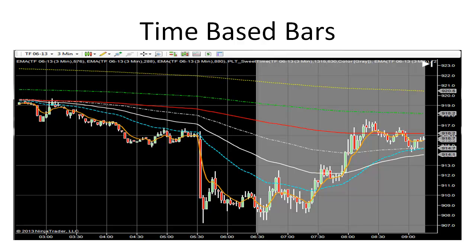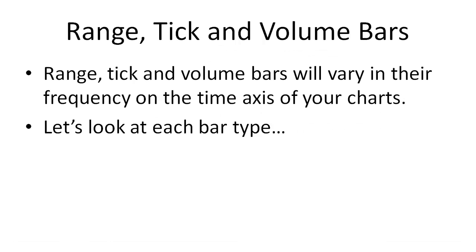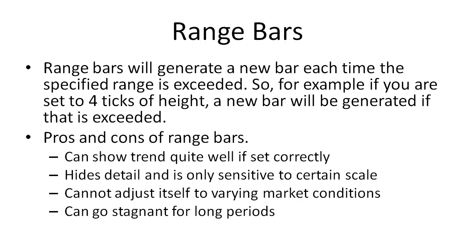Now, if you use time-based bars in your trading and you're triggering off of the bars, very often you'll miss trades because the range expansions will leave you out of the game. Now, we saw that time-based bars only close at the directional extreme about 12 or 13% of the time. For this reason, many traders who know better will use range, tick, or volume bars, depending on what you're trying to accomplish. Range, tick, and volume bars will vary in their frequency on the time axis of your charts. Let's look at each chart type.